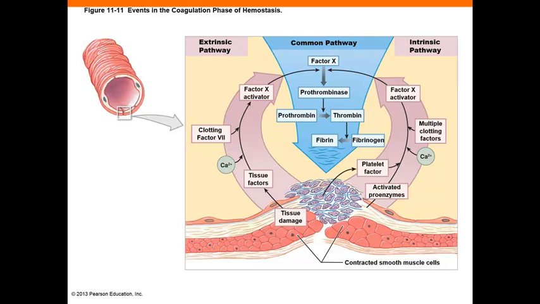So both the extrinsic and the intrinsic pathways activate factor X, which then forms the enzyme prothrombinase, which converts prothrombin into thrombin. This converts fibrinogen into fibrin and stimulates tissue factor and platelet factors. So this positive feedback loop rapidly prevents blood loss.